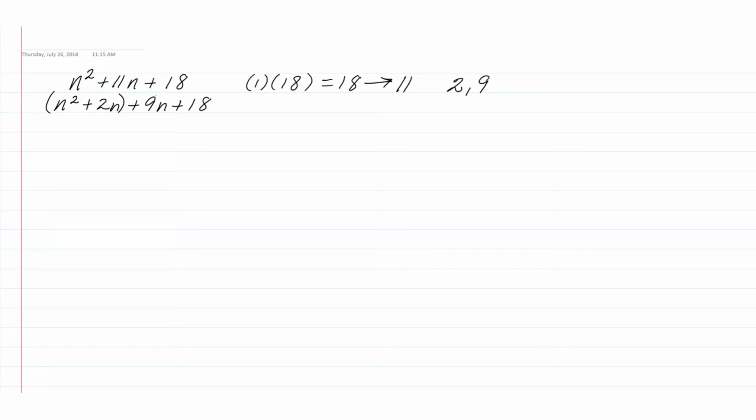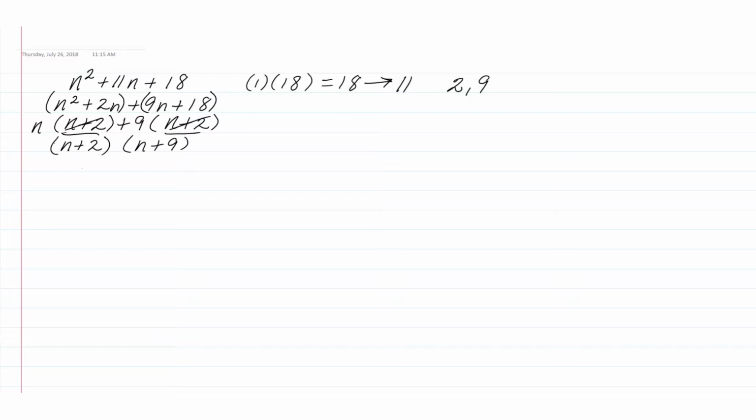Group our first two and group our last two. Our greatest common factor for the first parentheses is n, and then that leaves us n plus 2. And let's factor a 9 out of our second parentheses, and that will leave us n plus 2. Greatest common factor, once again, is n plus 2. And we're left with n plus 9 after we cancel out our n plus 2's.